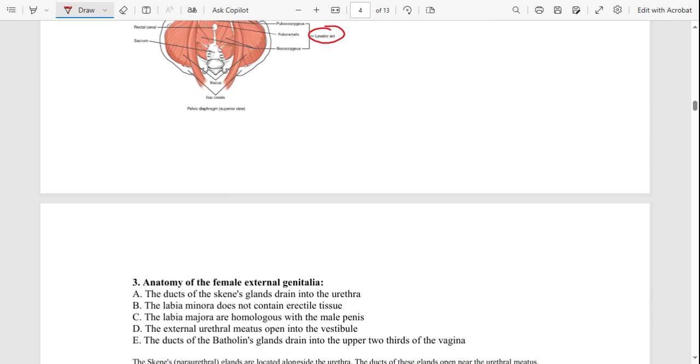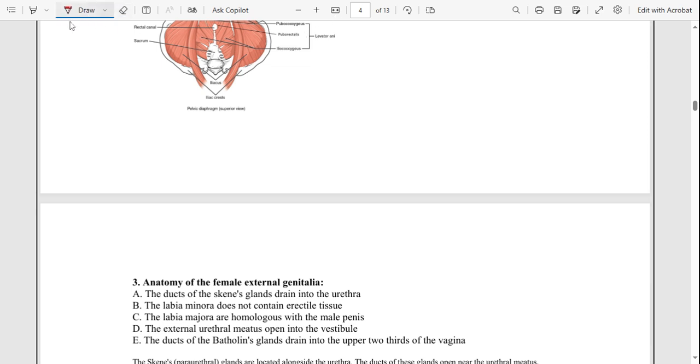Question 3. Anatomy of the female external genitalia. And by the way, the levator ani is the most important muscle that forms the pelvic floor to support the internal organs from prolapsing. Anatomy of the female external genitalia.